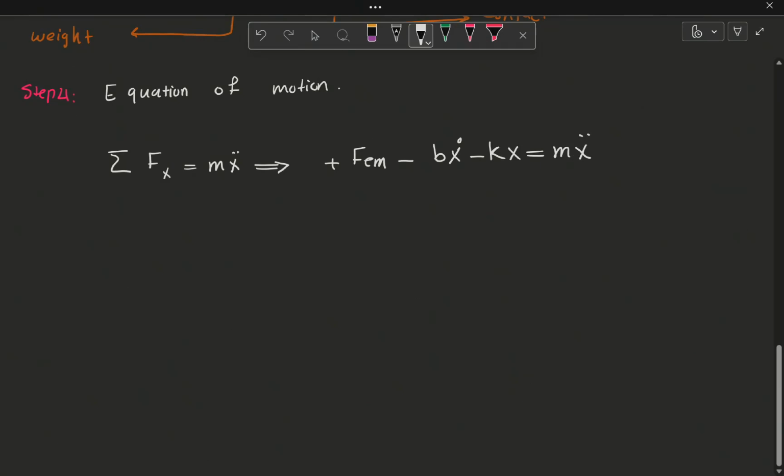You're not done yet. There is one important thing to do. Keep the inputs, or the sources, on one side. Bring all the dynamic terms to the other side. So my input is F EM, or F electromagnetic. I'll keep it on one side and bring all the other terms to the other side. So it's going to be F EM equals M x double dot plus B x dot plus K x. Good?